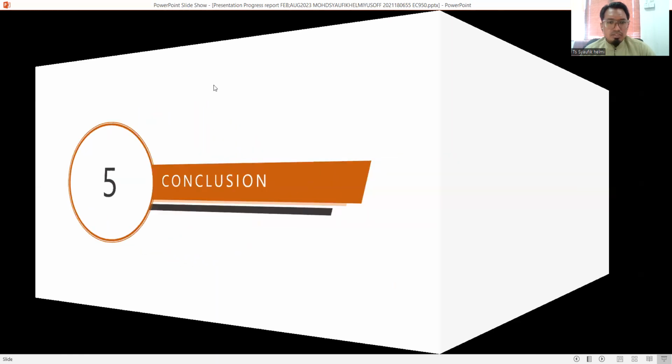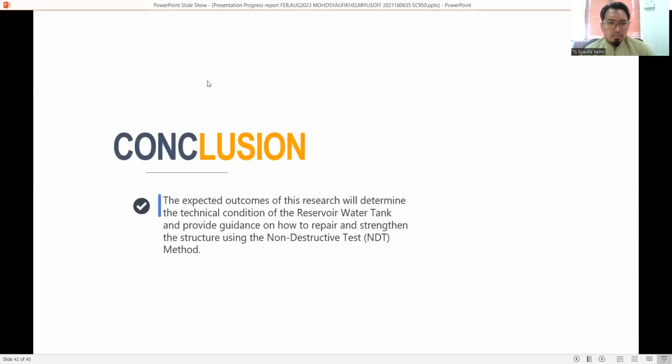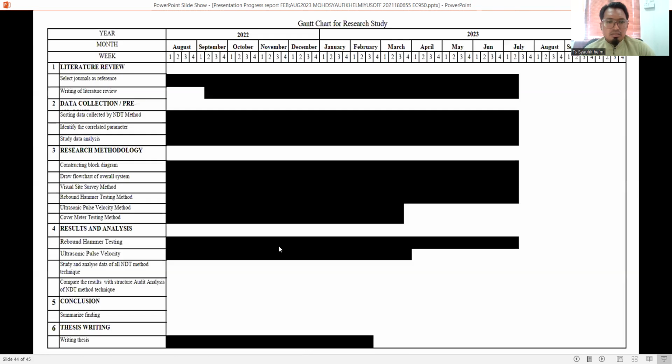Okay, the conclusion of this research: the expected outcome will determine the technical condition of the reservoir water tank and provide guidelines on how to repair and strengthen it using the NDT test methods. This is our Gantt chart for this literature review, since 2022 until now. For this semester, we are focusing on the rebound hammer testing, ultrasonic pulse velocity, and the thesis writing.